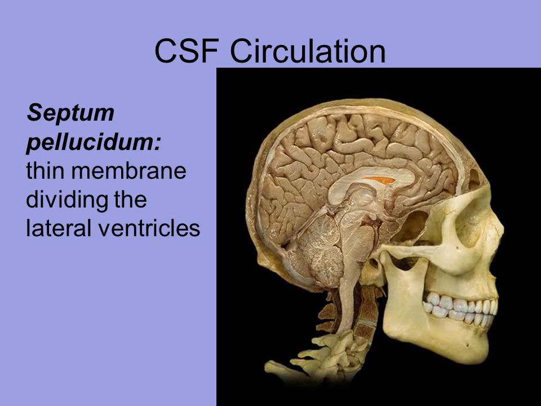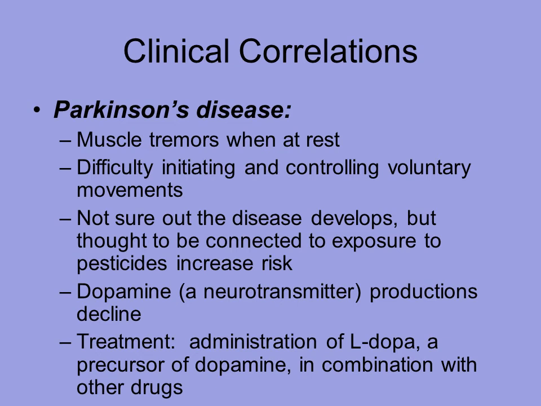The septum pellucidum is going to be dividing the lateral ventricles. Some clinical correlations: Parkinson's disease. We don't know exactly how this disease develops. There are certain things that can put you at increased risk. What happens is, even when you're at rest, there are muscle tremors or shaking, because the muscles are contracting.